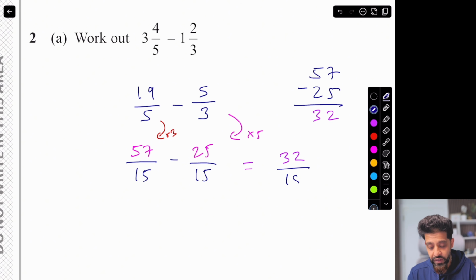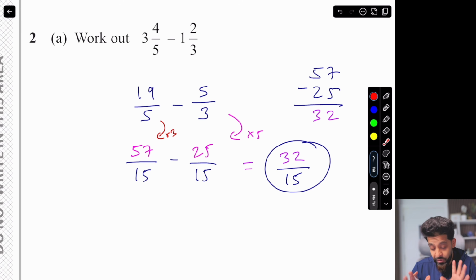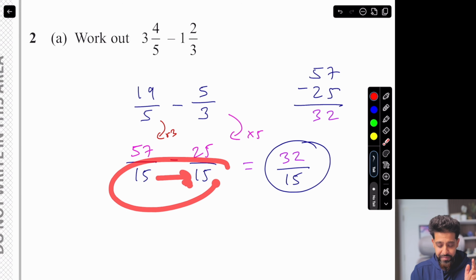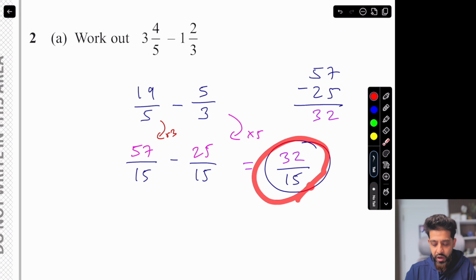Now it's 32 over 15. That's your final answer. A common mistake some students make, I don't know if they will make it here, because I'm sure it's quite self-evident, is they tend to take those away. So if you're a foundation student who just stumbled upon this video, then please, you don't take the bottom away once you've got the denominators the same. It's just the top. Okay, so the answer is 32 over 15.